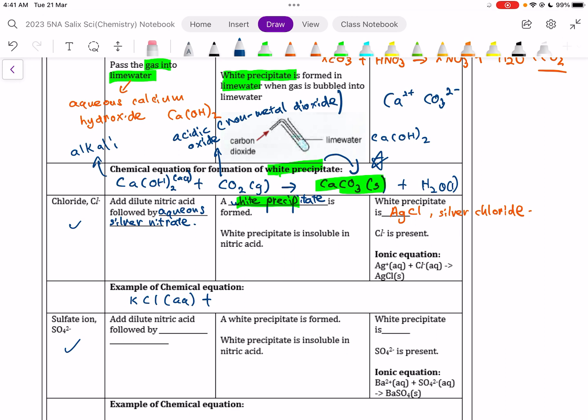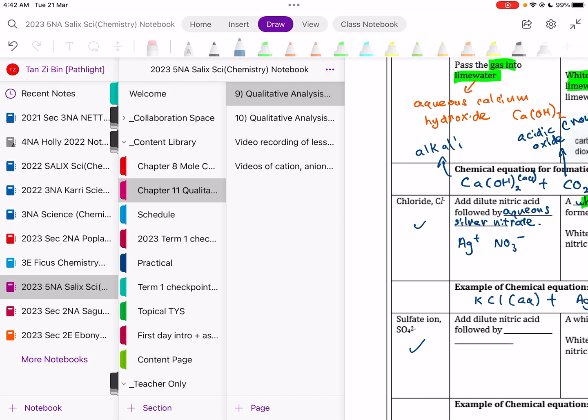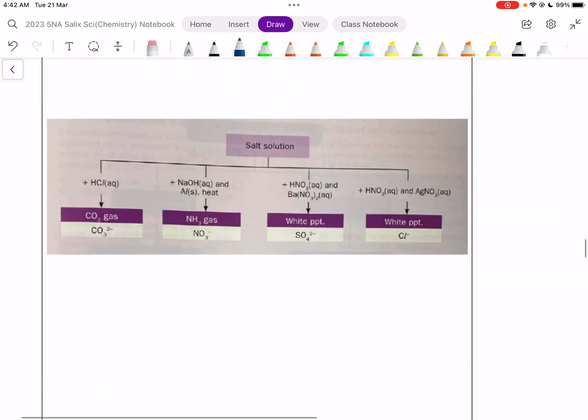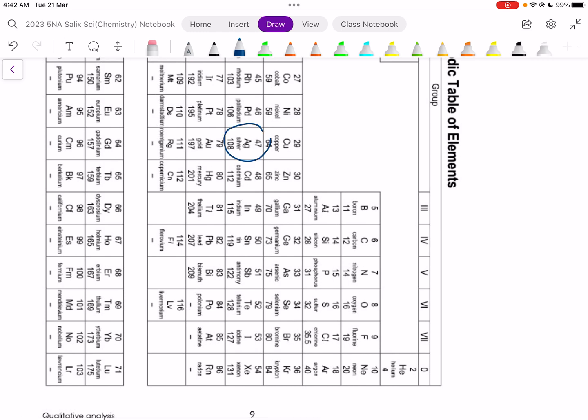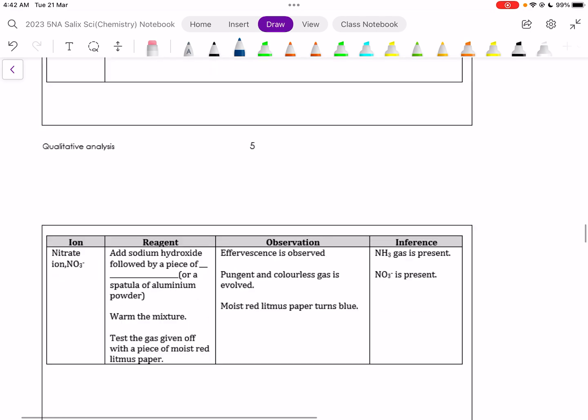Then plus your silver nitrate, AgNO3 aqueous. Silver is always +1. It's not in group 1, but it's always +1. Use the periodic table at the end. So silver is here, it's always 1 plus. Zinc is always 2 plus, although they are not in group 1 and group 2 respectively.